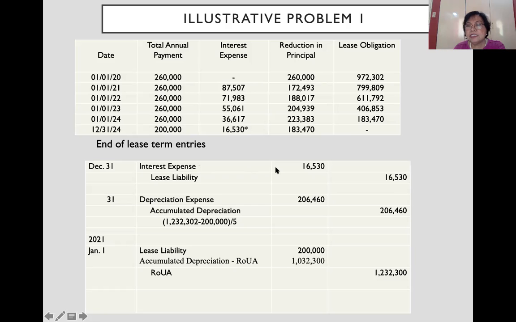Debit interest expense, 16,530. Credit lease liability, 16,530. And also depreciate the asset to complete the 5-year lease term depreciation. We debit depreciation expense, credit accumulated depreciation. Therefore, after these entries, you are now ready to record the turning over of the asset to the lessor.